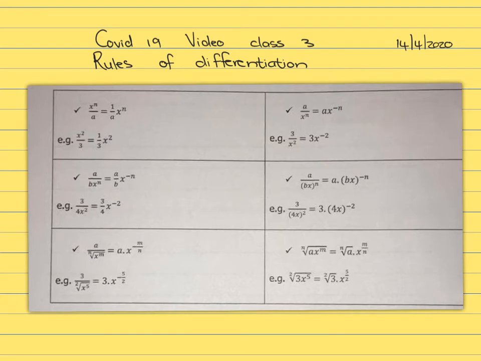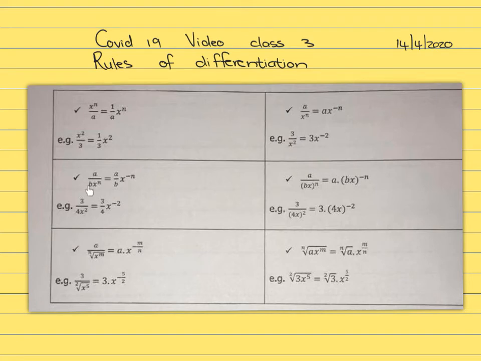Here we've got a over x to the power n. To take away this fraction, you're going to take your x to the power n to the top. The x stays the same, no change in sign, but the n changes to the opposite sign. See here, you've got your example, 3 over x squared. So you can bring this x squared up as x to the power minus 2.